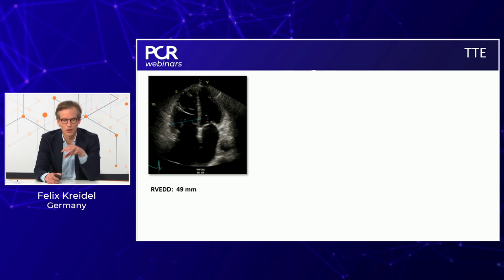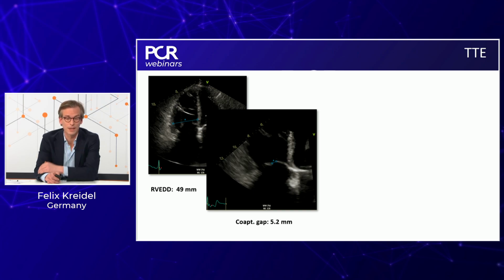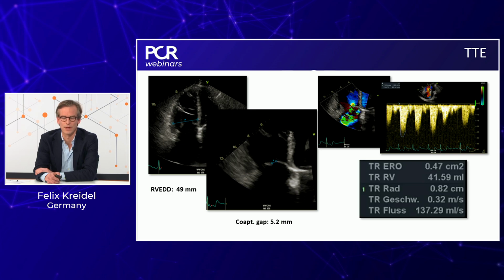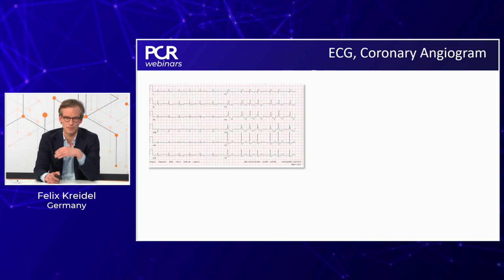If we then look closer and start to objectify our findings, you see that the RV basal diameter was close to 5 centimeters. Even TTE already showed a coaptation gap of around 5 millimeters in the four-chamber view. And then the next step, obviously, is quantification of TR, and this patient was found to have very severe TR with an EROA of 0.5 square centimeters.